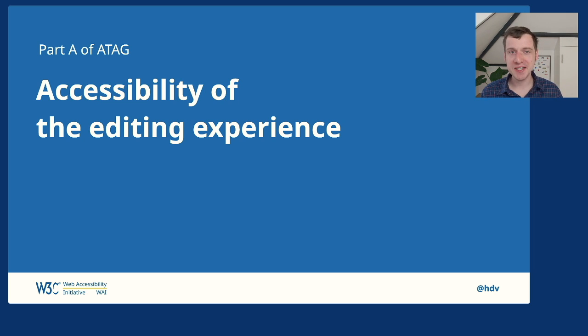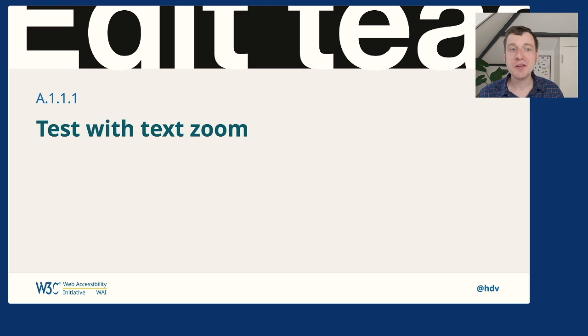So part A of ATAG is about the accessibility of the editing experience. The very first success criterion, A111, is about making sure that your interface conforms to the WCAG standard. And part of that, of course, is making sure that your interface works with text zoom. It's something I heard a lot from users when I talk to them for my work: when they zoom in the interface, it's not as easy for them to use, or sometimes the interface becomes completely unusable. So testing with text zoom is one thing you can do.